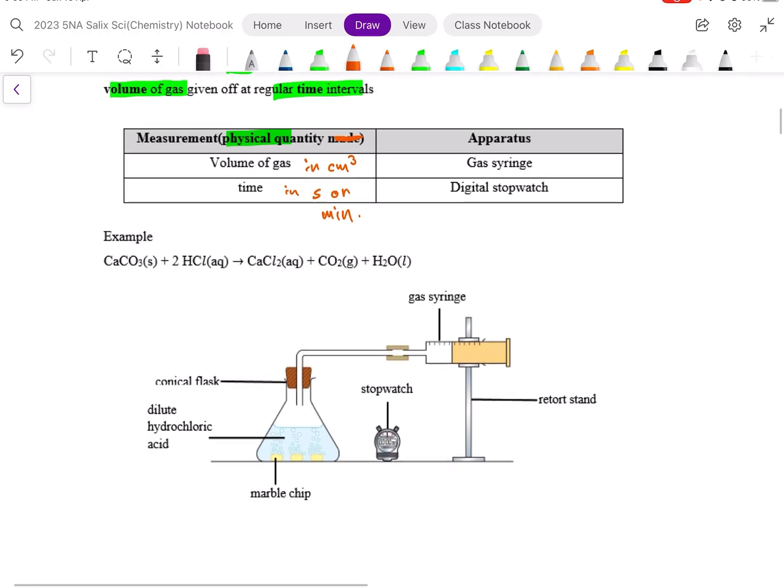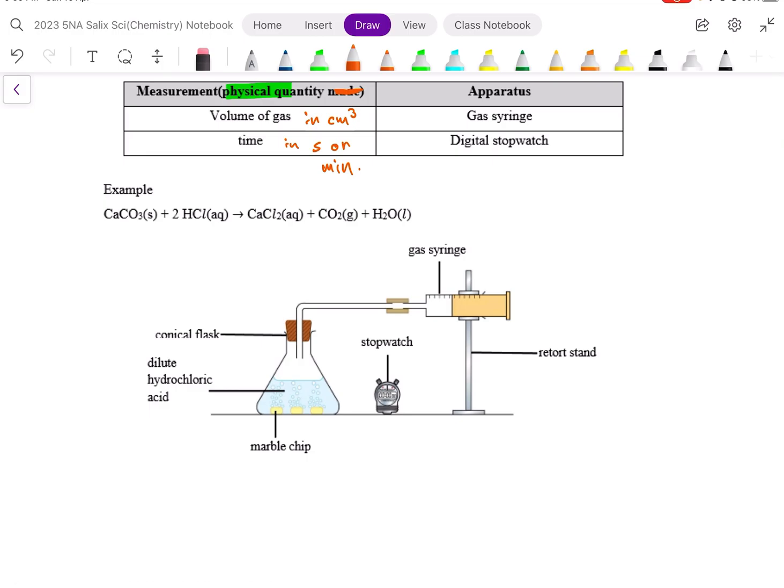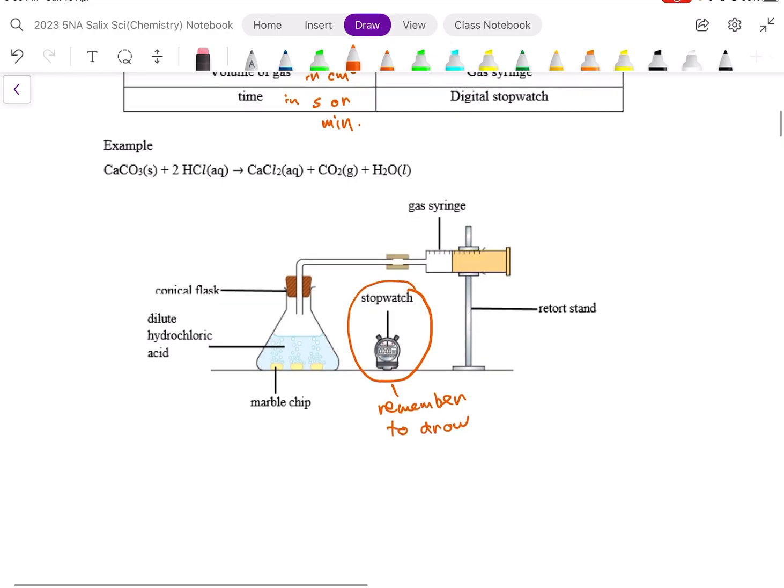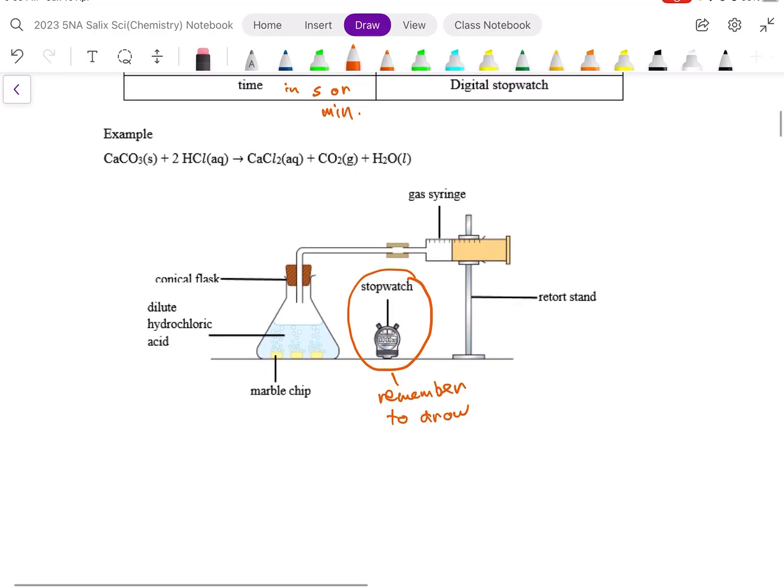So a typical setup is like this. Remember to draw in your stopwatch. Sometimes when we ask you to draw a setup, people tend to forget about this stopwatch. You just draw the gas syringe, then forget the stopwatch. Remember to draw the stopwatch.